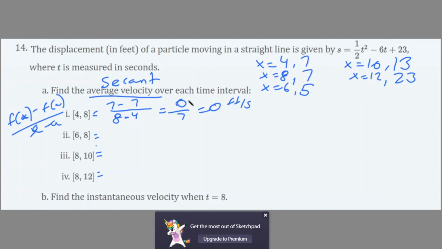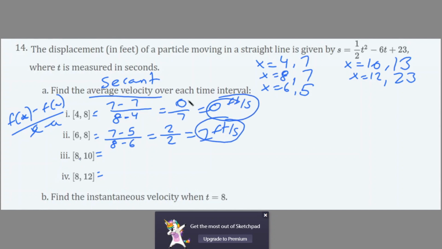And then from the interval 6 to 8, we would do 7 minus 5, and then we would do 8 minus 6. Yeah, and that would give us 2 over 2, which would be 1. And that would be our average velocity, 1 foot per second. So let me circle these.